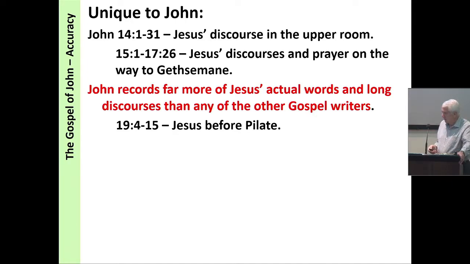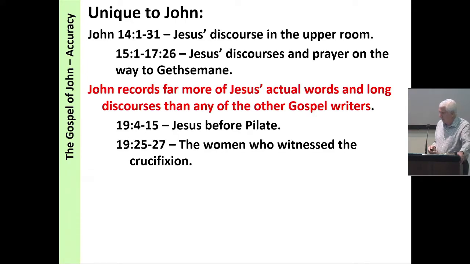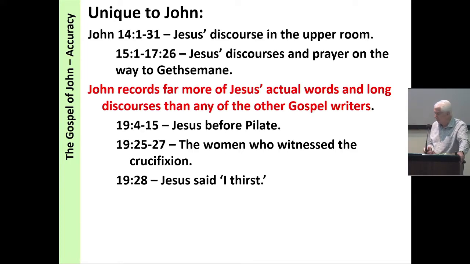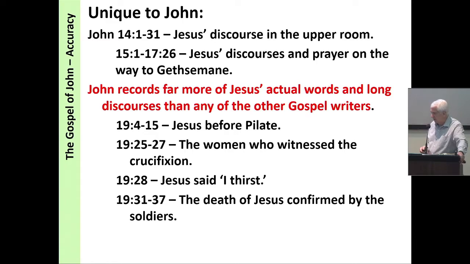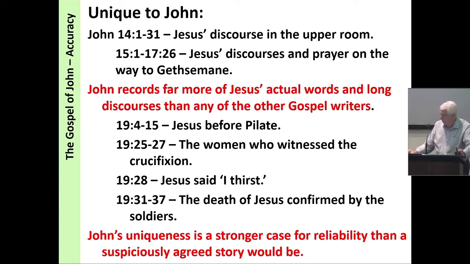The detail of Jesus before Pilate, of the women who witnessed the crucifixion, of Jesus saying on the cross, I thirst, the death of Jesus confirmed by the soldiers. And so all of these things are distinctive to John. Now, if John, by himself or a later hand, had manipulated all this to make it fit exactly the style of the other three, you might well start to think this may be just copying, may not really be a genuine gospel. But because of its uniqueness, it actually strengthens the argument that it is entirely reliable.